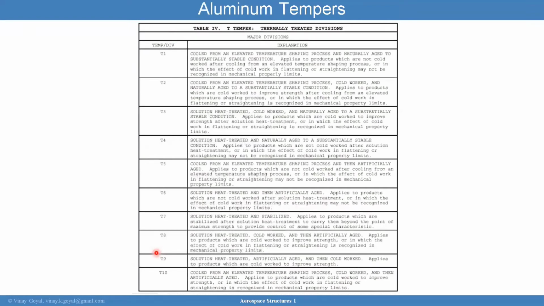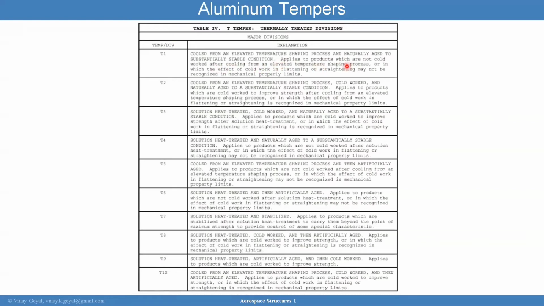Here, what I like about this table, and I do encourage you to study it on your own time, is it shows you the various tempers. And it is a very nice table. For example, T1, it tells you what T1 is about. It tells you the explanation of T1 there, the temper. Is cooled from an elevated temperature shaping process and naturally aged to a substantially stable condition.